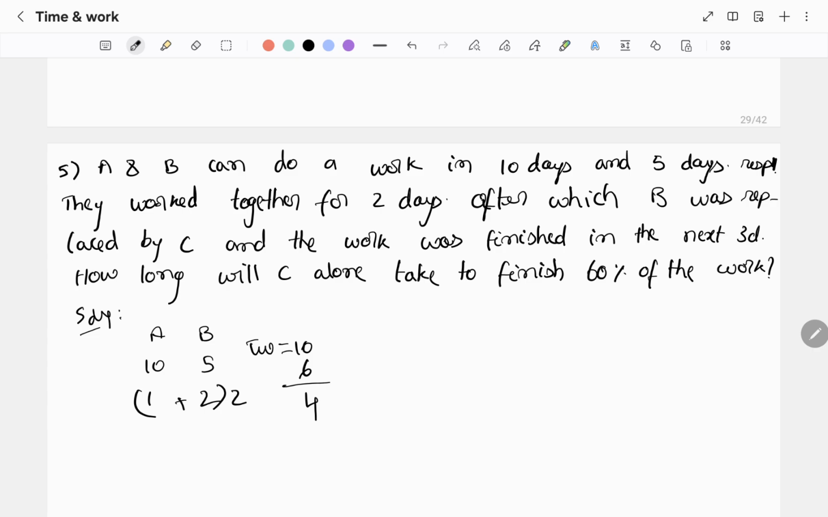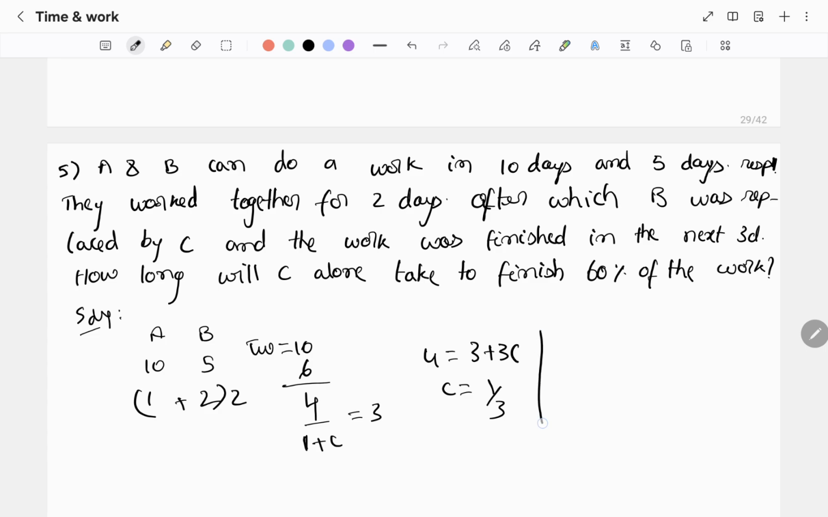The remaining 4 parts, who has to do these 4 parts? After which B is replaced by C, means along with A, C is working. So A and C together worked for how many days? 3 days. So this will be the efficiency of A and C together. Or otherwise you can write like this: A's efficiency is 1 plus C is equal to 3. Then 4 is equal to 3 plus 3C. Then C is equal to 1 by 3. C's efficiency is 1 by 3.